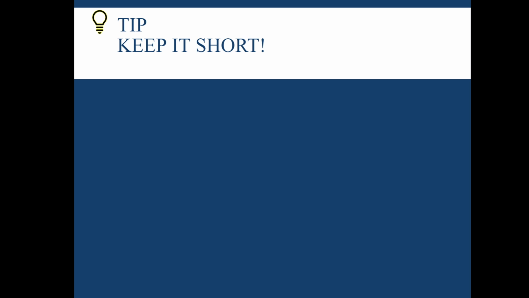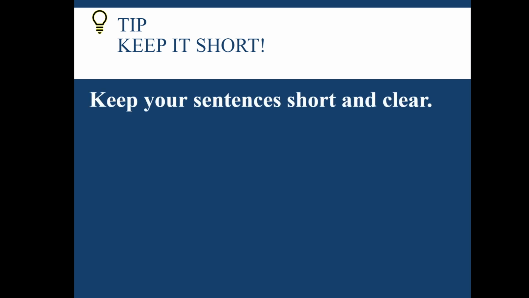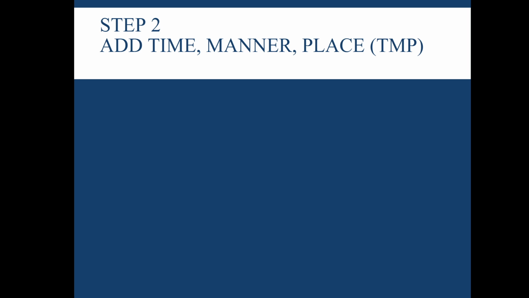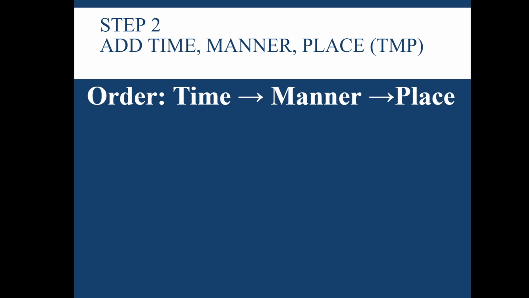Here's a tip. Don't try to make long sentences. Keep it short and clear. That works best for the A2 level. Dutch sentences often follow a special order. First say when, then how, then where something happens.